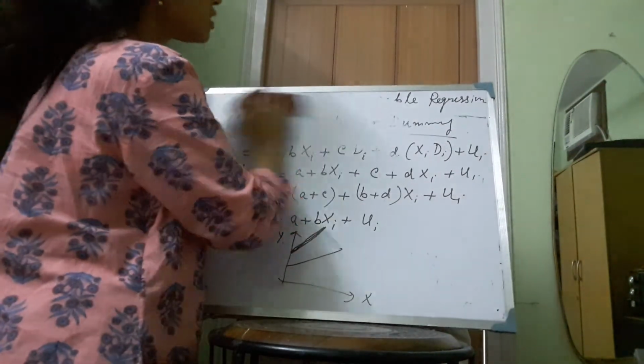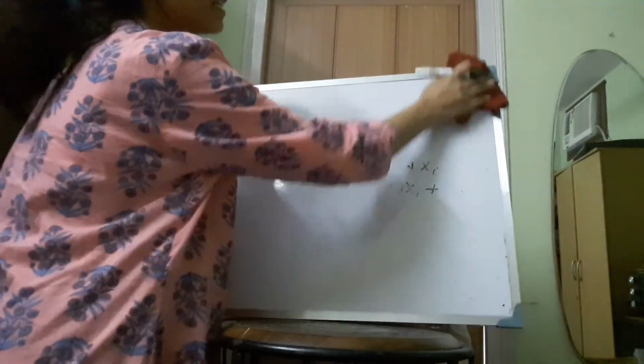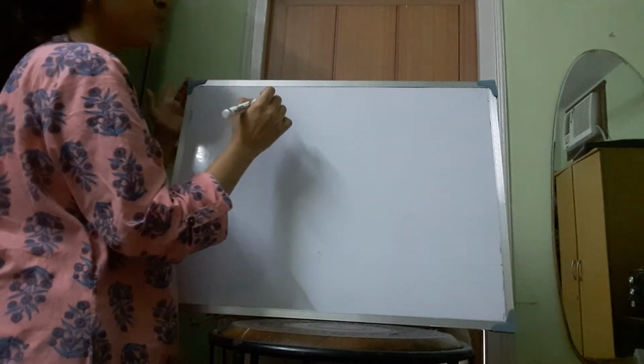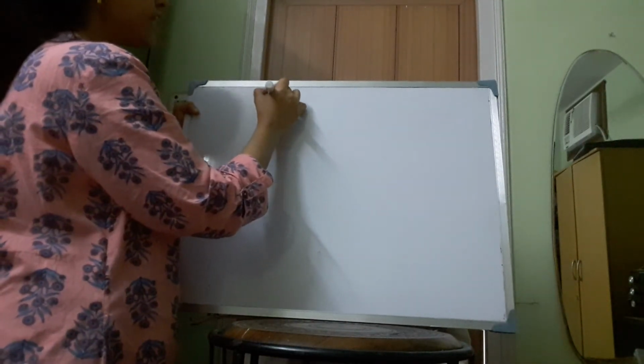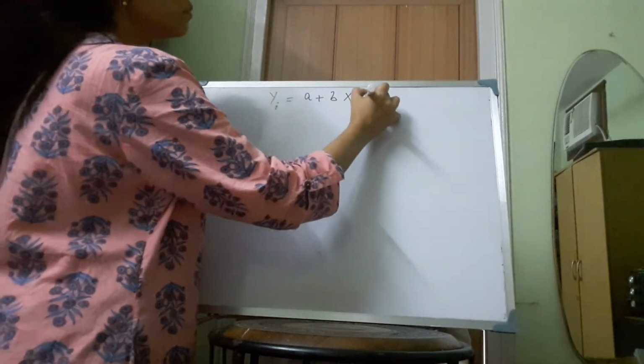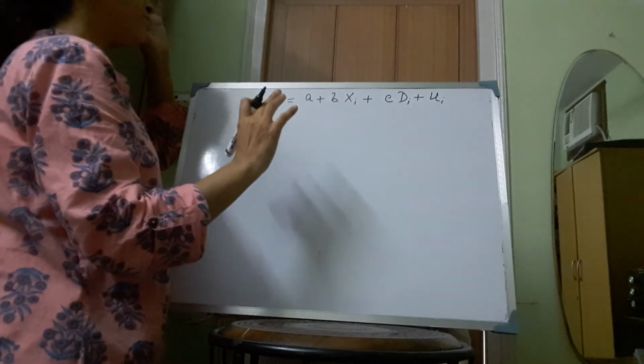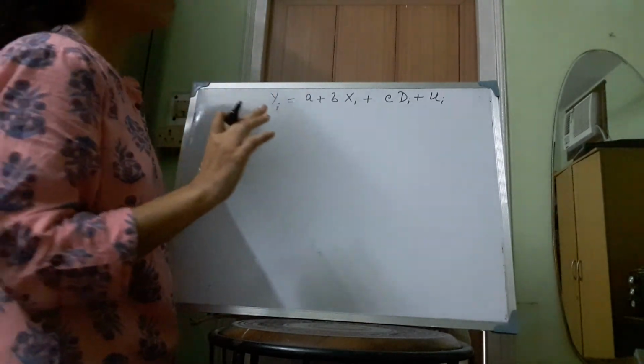Now why do we use the dummy variable regression? When we have the binary choice variable on the right hand side, that is when we have the discrete independent variable on the right hand side, then we are using the dummy variable regression. But what is the intuition behind it? When we are saying that yi is equal to a plus b xi plus c di plus ui, here we are considering the simplest dummy variable regression, that is the intercept dummy variable regression.